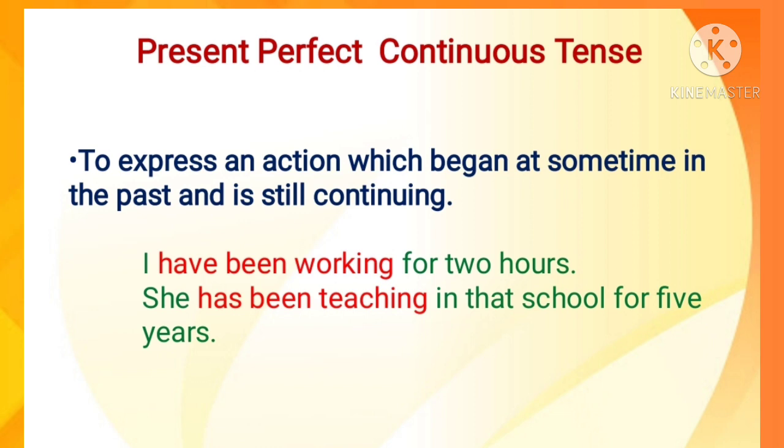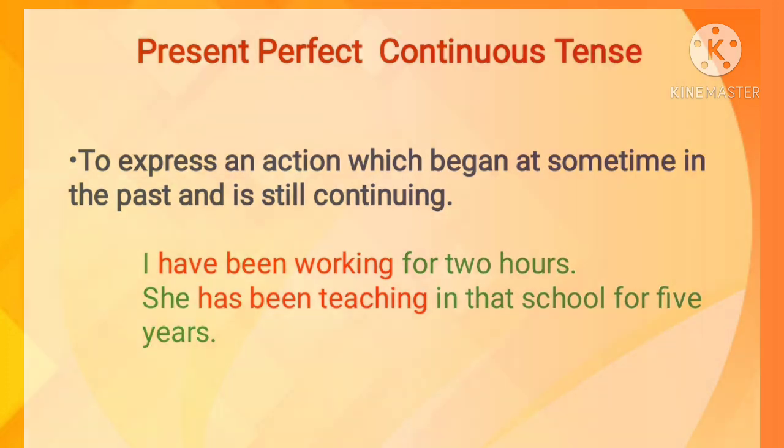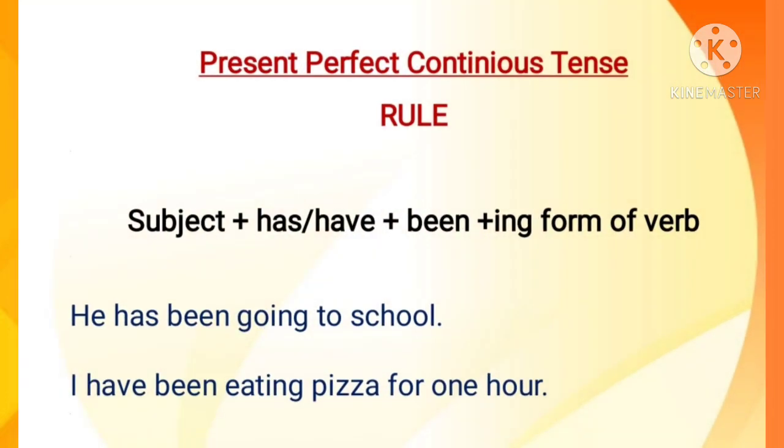Next sentence. She has been teaching in that school for 5 years. Here, the action teaching has been teaching. The action teaching has begun at some time in the past and at the time of speaking also it is still continuing. That is why we are using present perfect continuous tense. Now we will study the rule to form a sentence in present perfect continuous tense. The rule is subject plus has or have plus been plus ing form of the verb plus other words.